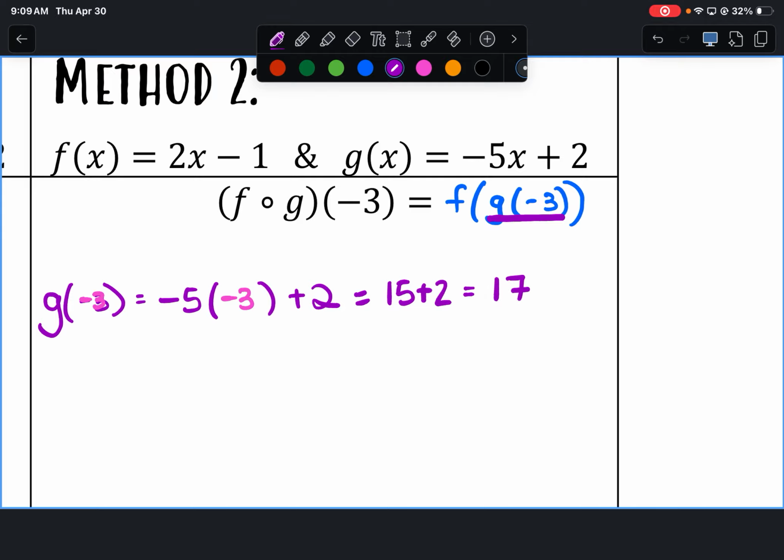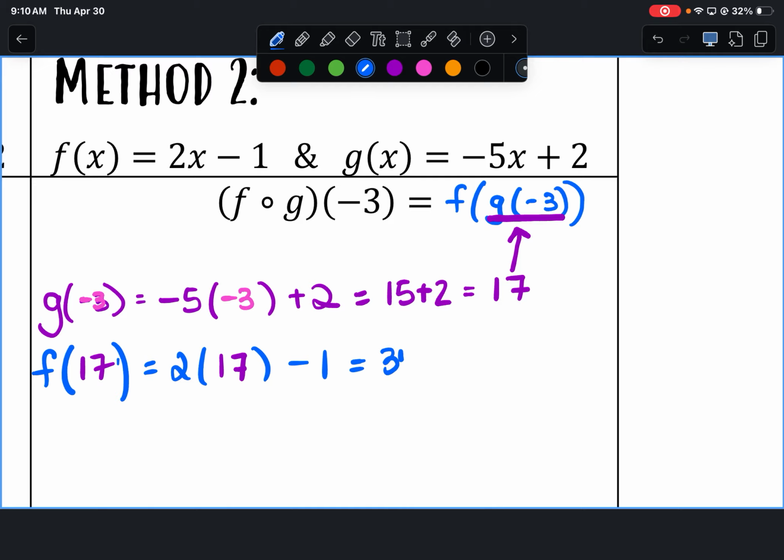Okay, now that gives me what is inside of that parentheses. So what we do from there is do f of what we just got and calculate f of 17. So then we use function f and do 2 times x minus 1. But what do I need to plug in for x now? 17. What is 2 times 17? What is 34 minus 1? 33. So that right there is our final answer.